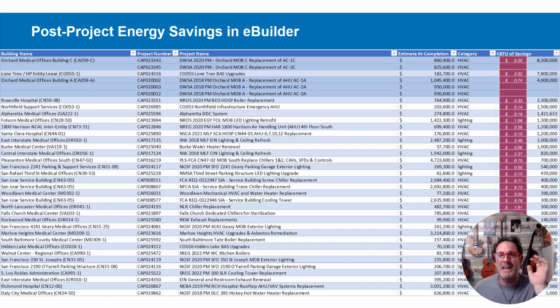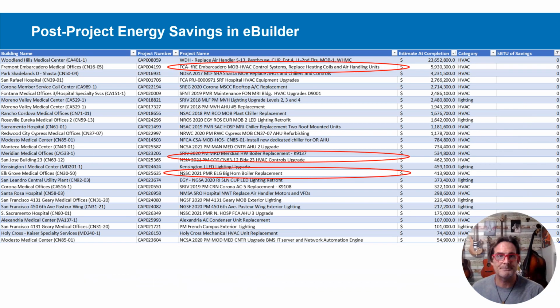And you can kind of see that if you take the cost divided by the BTU of savings, you can kind of see that the numbers are really all over the board. So not a real clean relationship there.